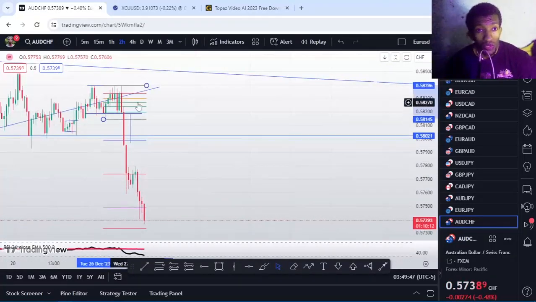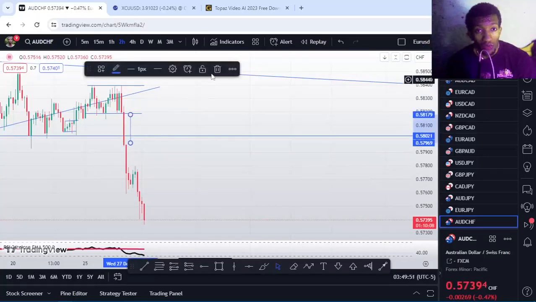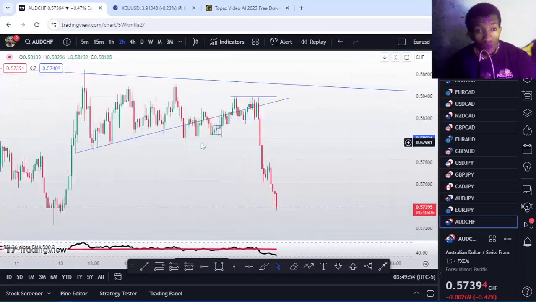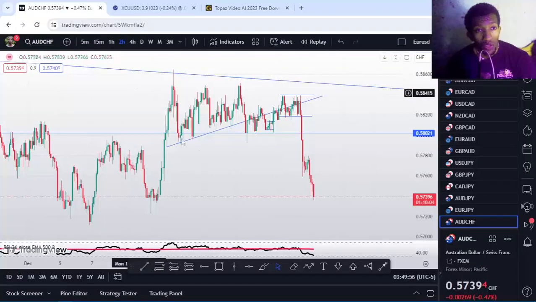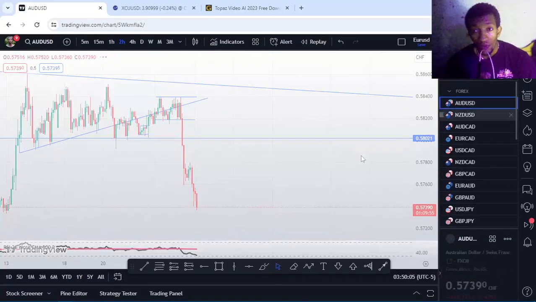So this could have been a nice, beautiful trade. As you can see, it is a 2-hour time frame, so there is a lot of pips. And let's find the others.